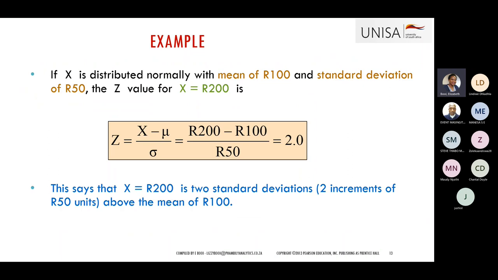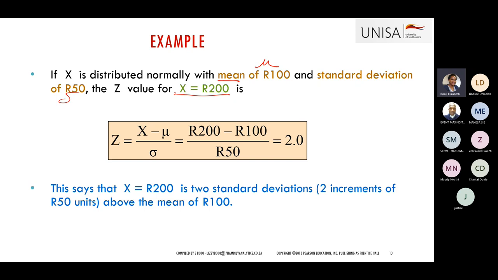Let's look at an example. If x is distributed normally with a mean of 100 and a standard deviation of 50, the z-value for x will be, so now we need to calculate the z-value. What have they given us? They have given us the mean, which is 100, the standard deviation, which is 50 rand. Then they also told us in the question the z-value for x, so they gave us the x value of 200.